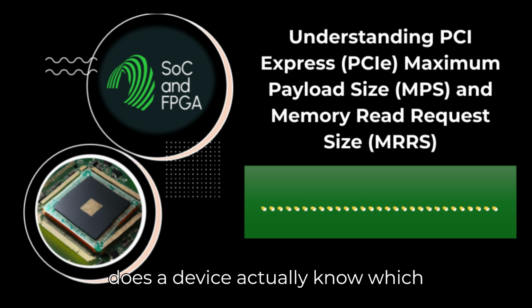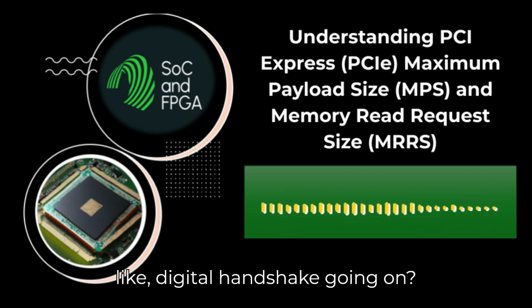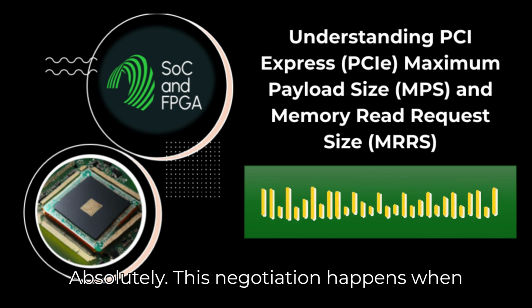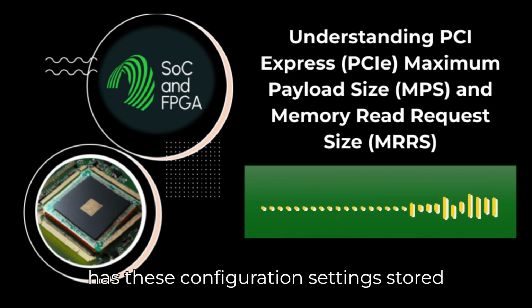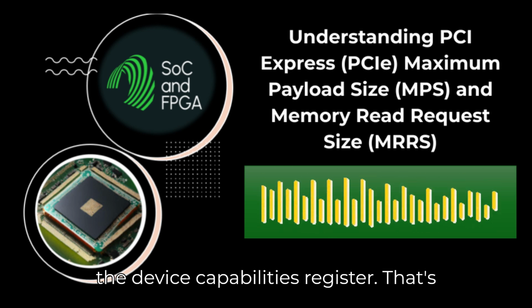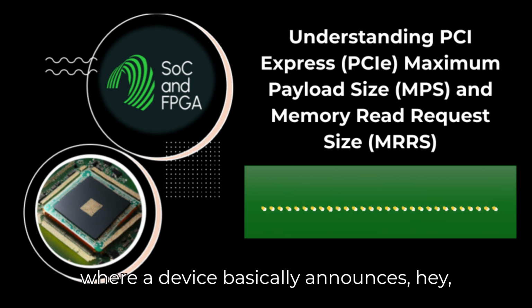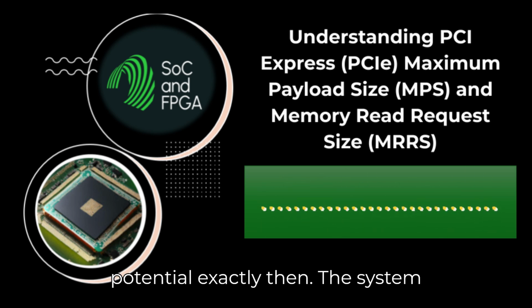All right, so how does a device actually know which MPS value to use? Is there some kind of digital handshake going on? Absolutely. This negotiation happens when your computer boots up. Every PCIe device has these configuration settings stored inside it. There's something called the Device Capabilities Register. That's where a device basically announces, hey, these are the biggest packet sizes I can comfortably handle. Okay, it's potential. Exactly.